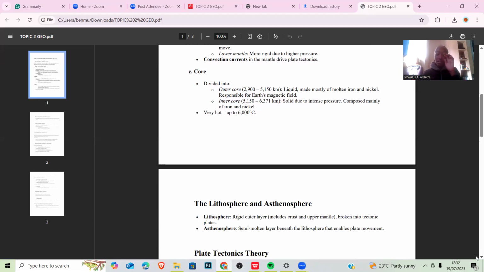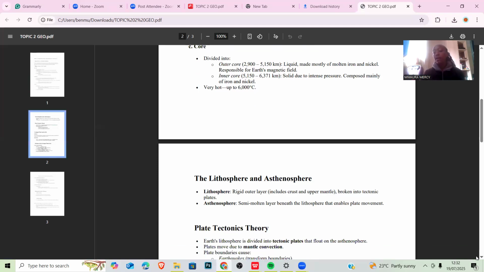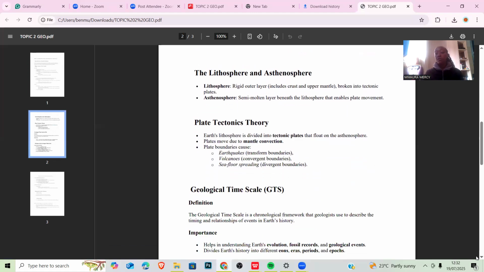So the core is divided into inner core and outer core. The outer core is liquid, made mostly of molten iron and nickel, responsible for Earth's magnetic field. The inner core is solid due to intense pressure, composed mainly of iron and nickel. The core is very hot, up to 6,000 degrees Celsius. I hope we are together up to there.